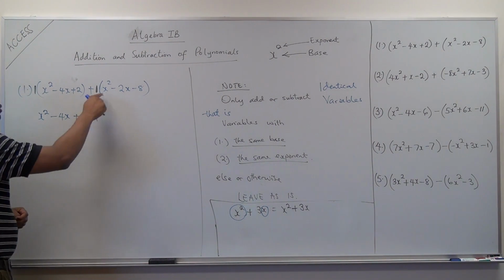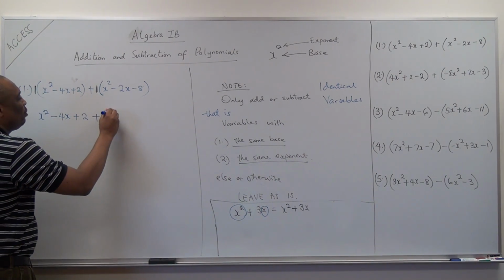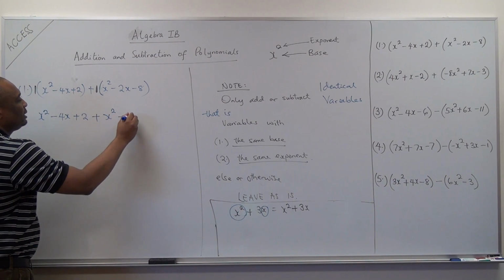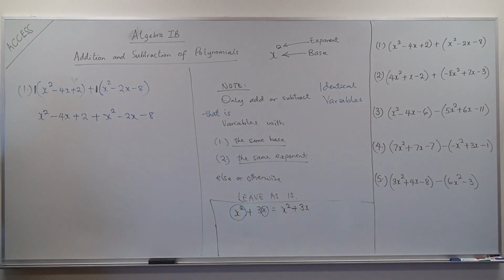Then plus, you now want to open up this parenthesis. 1 times x squared will give you x squared. 1 times negative 2x will give you negative 2x. 1 times negative 8 will give you negative 8. So this is like just doing 1 times this to give you this, and then 1 times this here to give you this. That's kind of how we did it, to open up the parentheses.